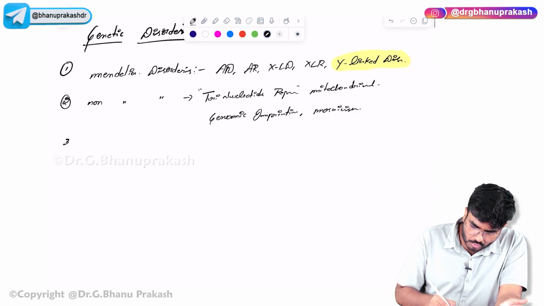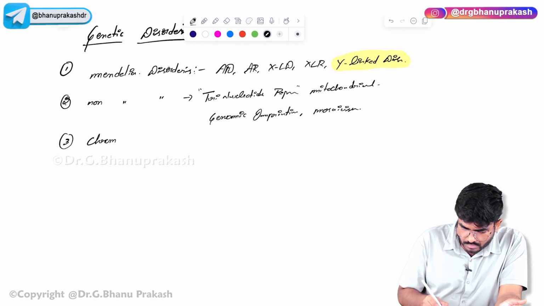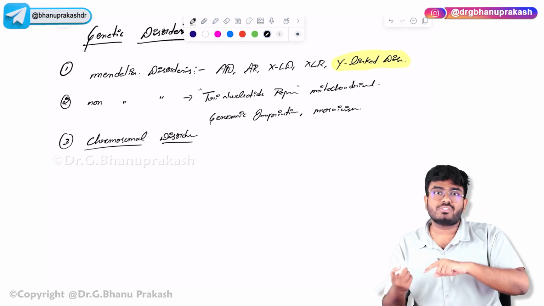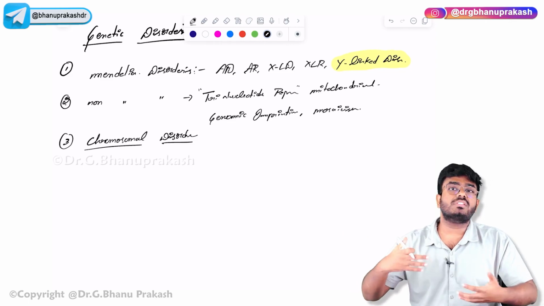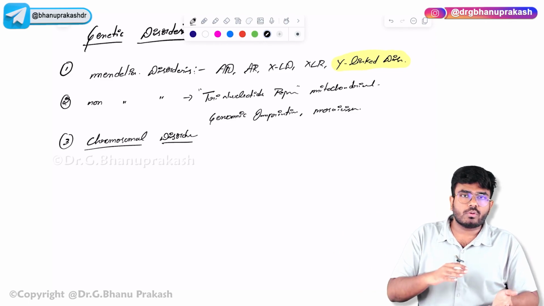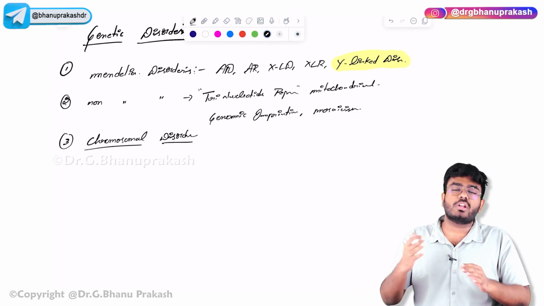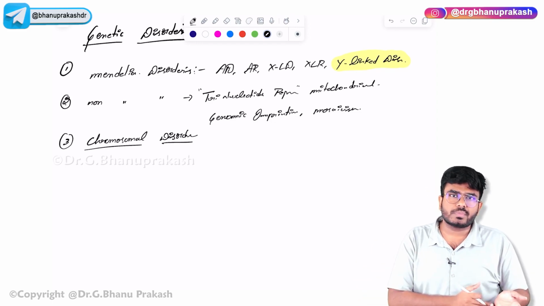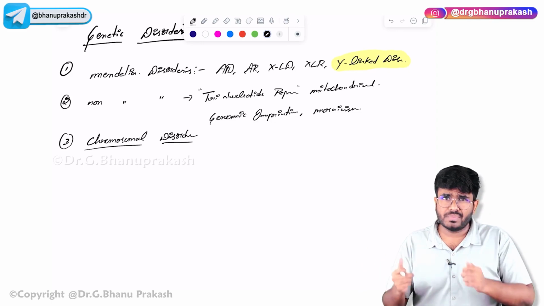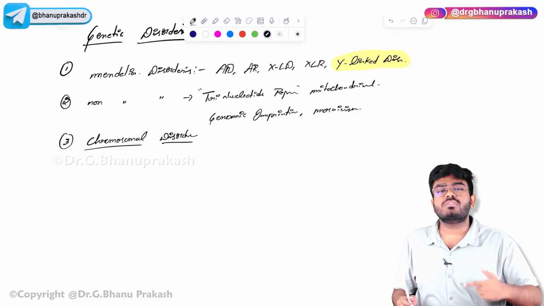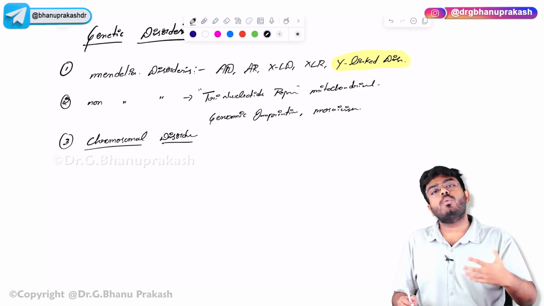Next, there are chromosomal disorders, which means entire chromosomal problems: one extra chromosome, one less chromosome, or half of the chromosome is gone. Then what kind of diseases will you get? For example, Down syndrome, where you get one extra chromosome, trisomy 21. In Turner syndrome, one X chromosome is lost. With one extra X chromosome, Klinefelter syndrome. Edwards syndrome is one extra 18 chromosome, Patau syndrome is one extra 13 chromosome. So they are the chromosomal disorders.